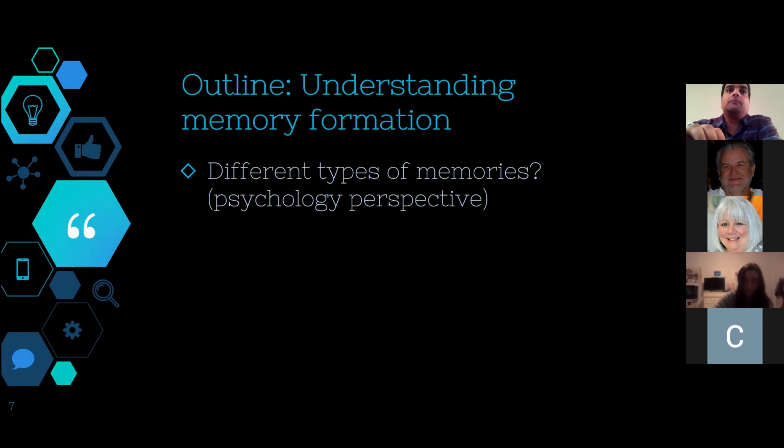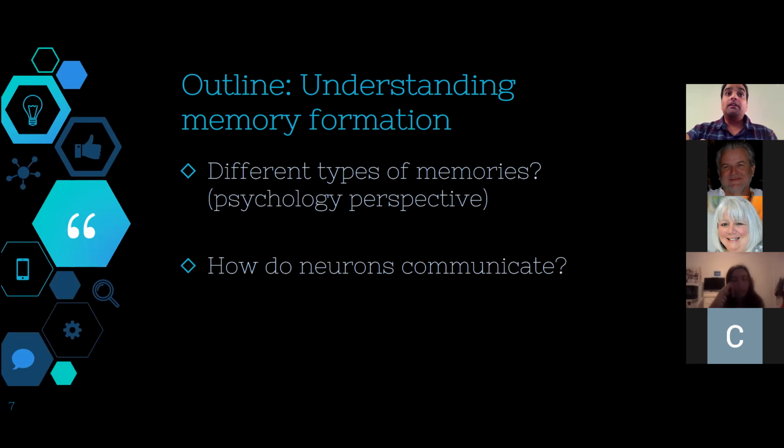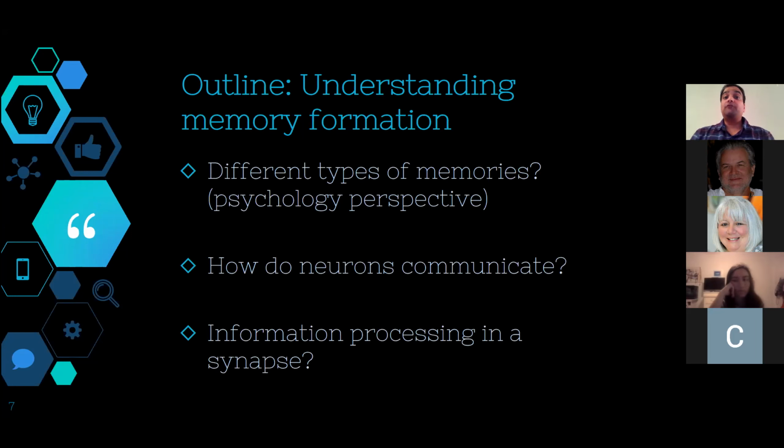Now my talk is divided into 3 components. The first part will describe the different types of memories. This is a psychological perspective which will help us come to the same page about what we understand by memories. Then we learn how neurons communicate, and why neuronal communication is important for memory formation. And the last one will be how information processing takes place in a synapse. I'll explain the synapse and we'll get to that.